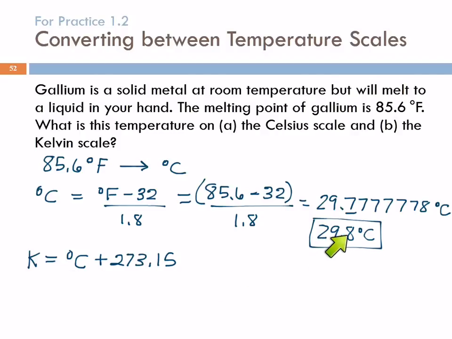So we're going to use the answer we just found in this equation. We're not going to use the temperature in Fahrenheit because that wouldn't work. So we're just going to put that number in there, 29.8 plus 273.15. And a calculator.